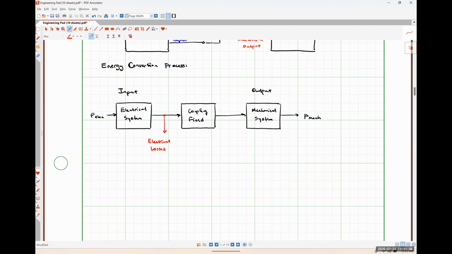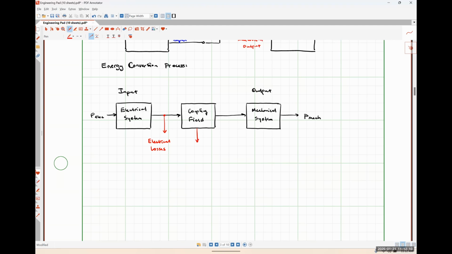We lose some amount of energy magnetizing the core of our system, right? Particularly when we have a magnetic field as our coupling field, right? We're going to have a core, typically a ferromagnetic core, so that we can hold a bunch of magnetic field energy in there, but we are going to lose some energy to magnetizing that core. So we've got electrical losses. Then we're going to have field losses, right?